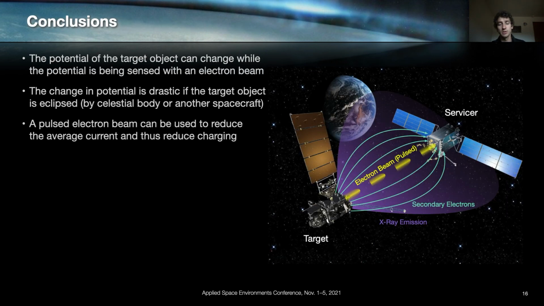In conclusion, we saw that the potential of the target object is affected while the potential is being sensed with an electron beam, with a continuous electron beam specifically. And that change in potential is even more drastic if the spacecraft or the target object is eclipsed by either the Earth, the Moon, or another spacecraft. And we can use a pulsed electron beam to reduce that effect and to reduce charging.